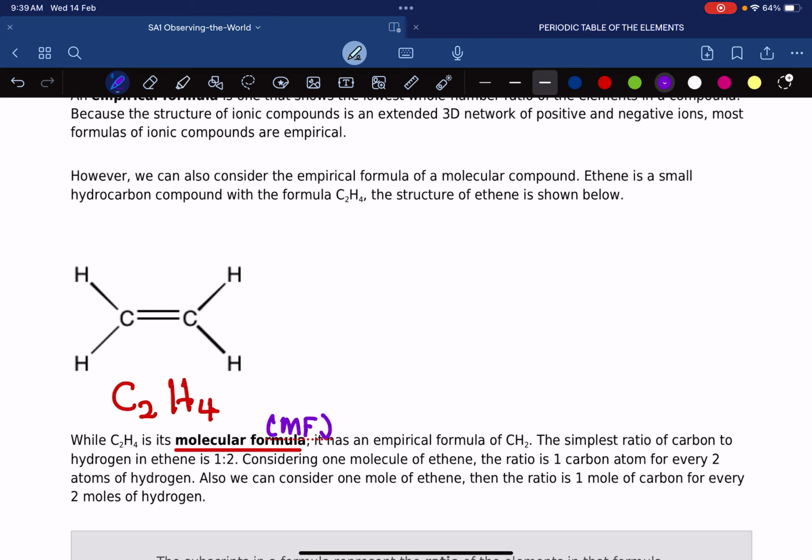Molecular formulas actually give us a few pieces of information. The first information is that it tells us what elements are present.